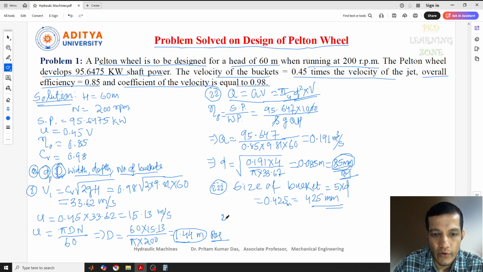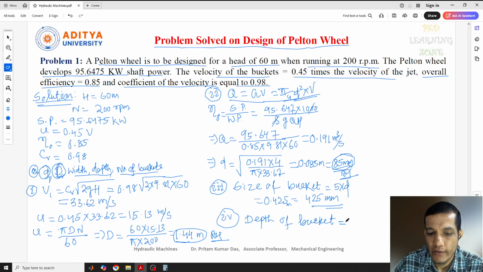Similarly, you can find one more, that is the depth. The next one is the depth of the bucket, for which we know the formula is 1.2 into D. Let's multiply directly with the mm value 85. 1.2 times 85 is 85 plus 17, that is 102. This is the depth of the bucket.